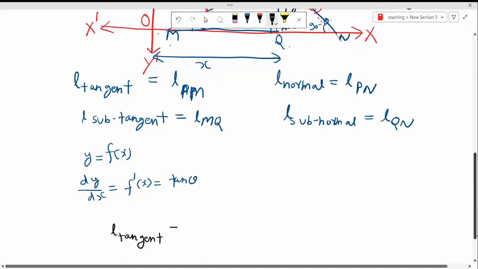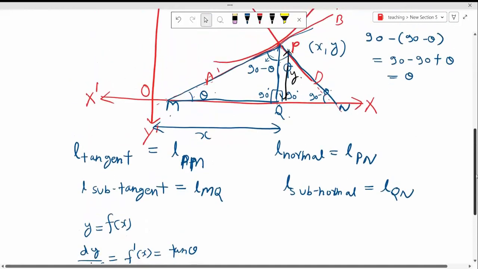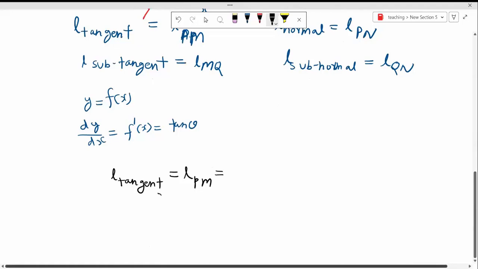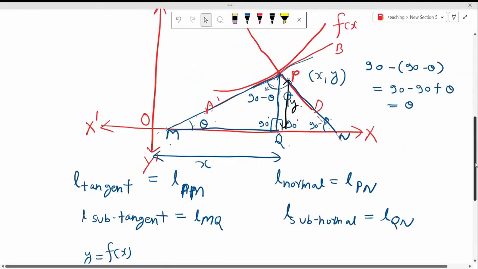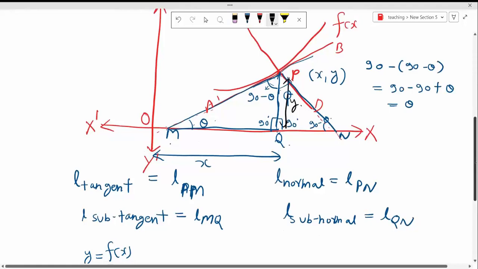Length of tangent is equal to PM. Now we saw in right angle triangle MPQ, in right angle triangle PMQ, we are interested in the value of PM. Then we can write these things.